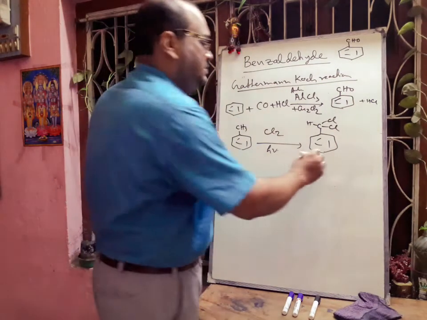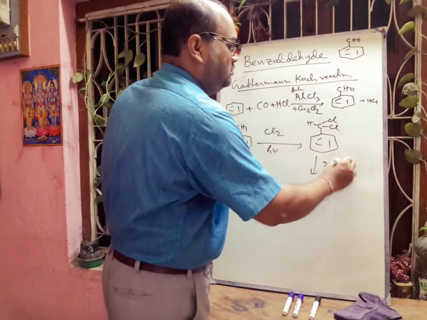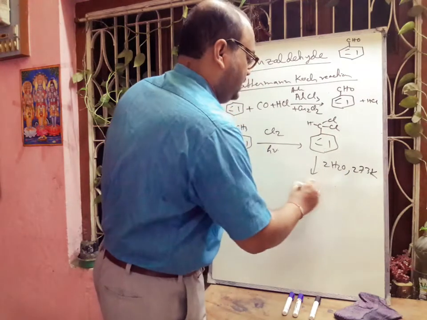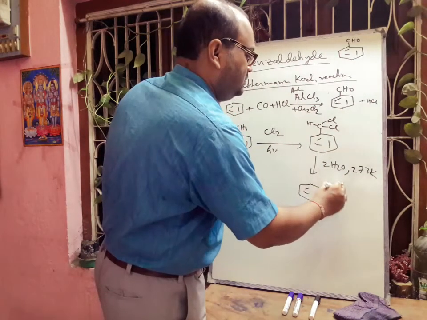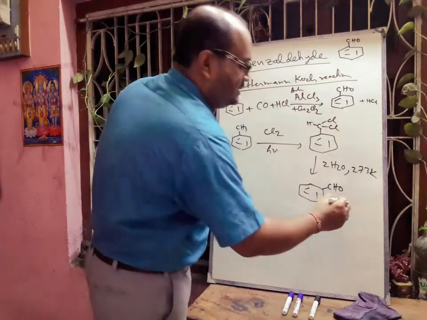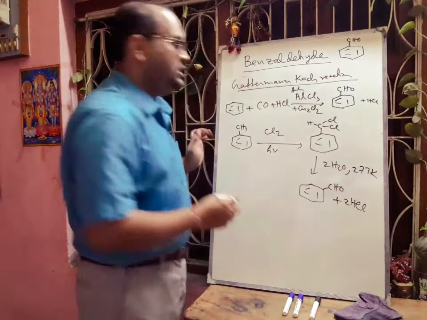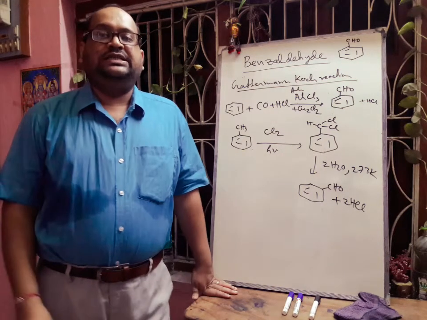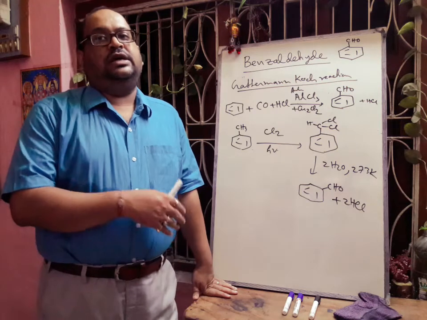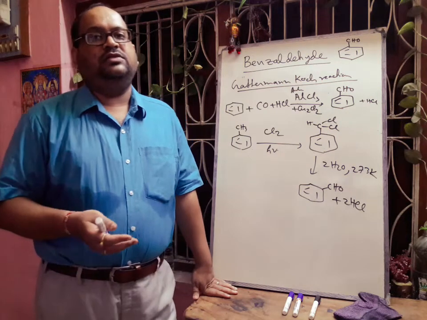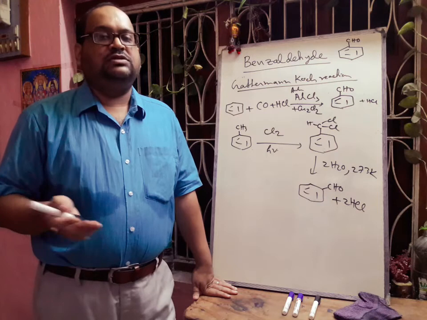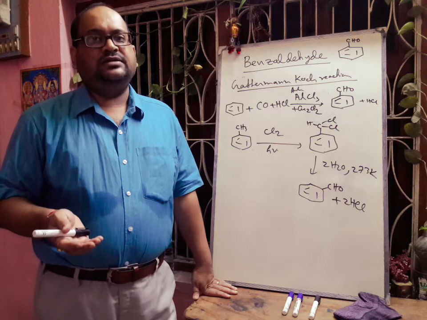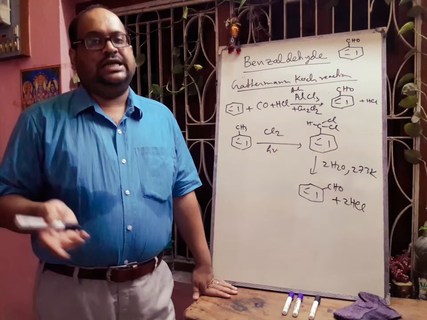By hydrolysis of this benzyl chloride, that is twice H2O, at a temperature of 273 Kelvin, we will get the corresponding benzaldehyde, with the formation of twice HCl. So in this way also we can prepare benzaldehyde. Here toluene is oxidized to benzaldehyde by passing chlorine through boiling toluene. Otherwise we can use chlorine and light, as I have already told you, and the product will be your benzaldehyde.